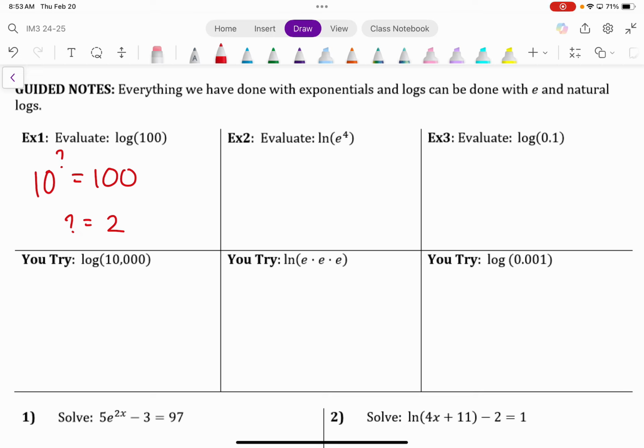Let's look at the second example. Actually, hold on. There's a try. Go ahead and try the one at the bottom, log base 10 of 10,000. So try the one right underneath example 1. Take about 15 seconds. All right.